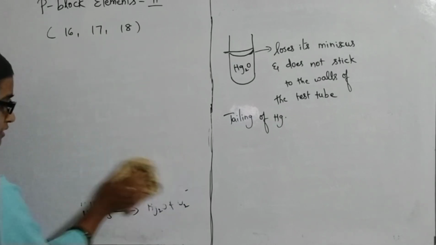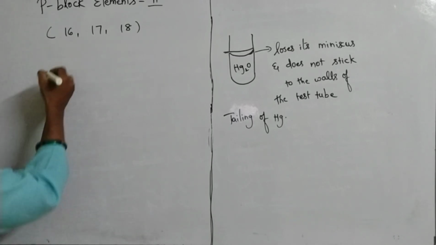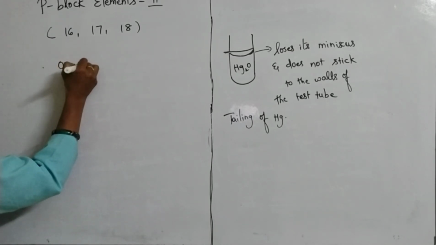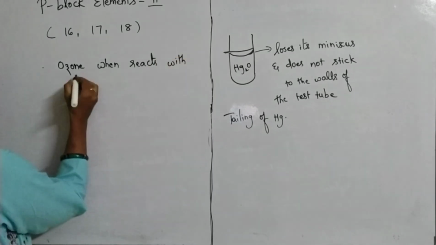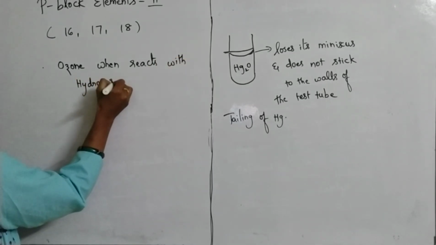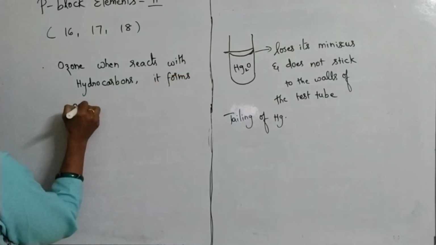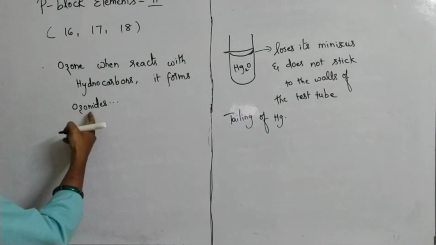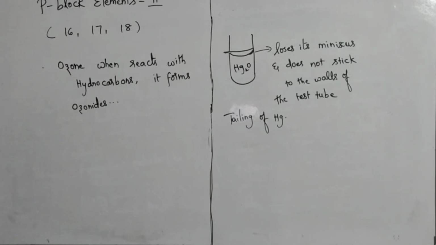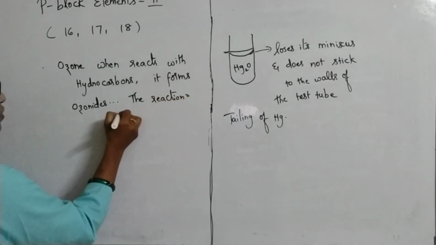Next we'll move on to hydrocarbons. When ozone reacts with hydrocarbons like alkanes or alkenes, what do they form? Ozonides. Please remember that point. The reaction is called ozonolysis.